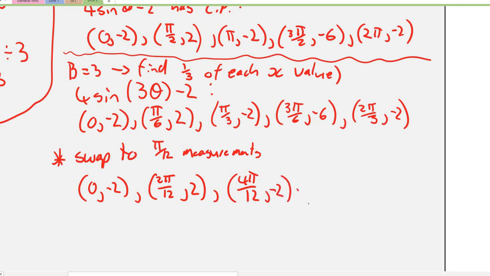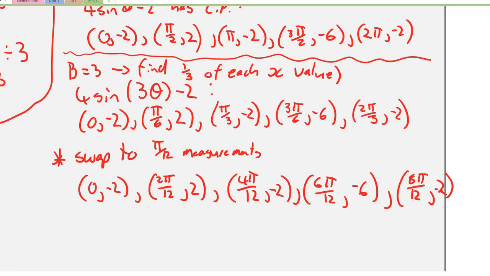Comma -2, comma 6 pi on 12, comma -6, comma 8 pi on 12, -2. Now, for phase shift, we just have to add that to our x values.